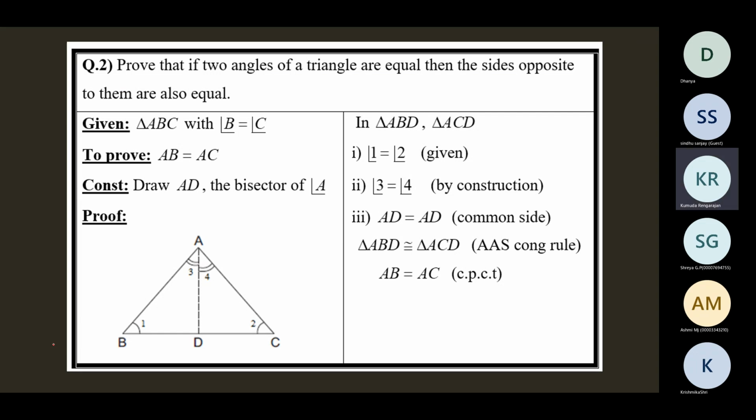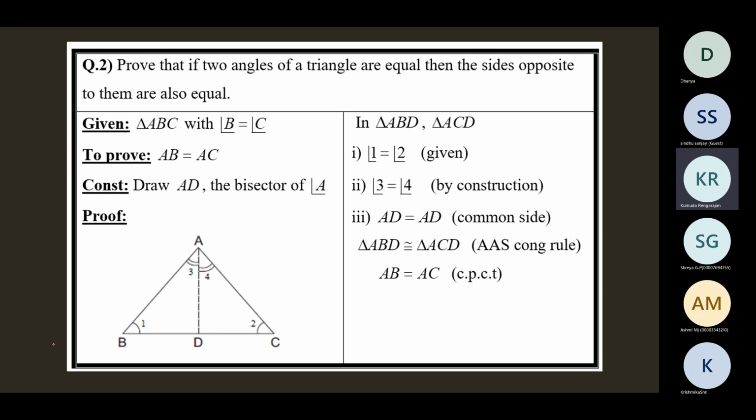Now this is the converse of the earlier theorem. Prove that if two angles of a triangle are equal, here the angles are given to be equal, then the sides opposite to them are also equal. So here we have to prove that the sides are equal.